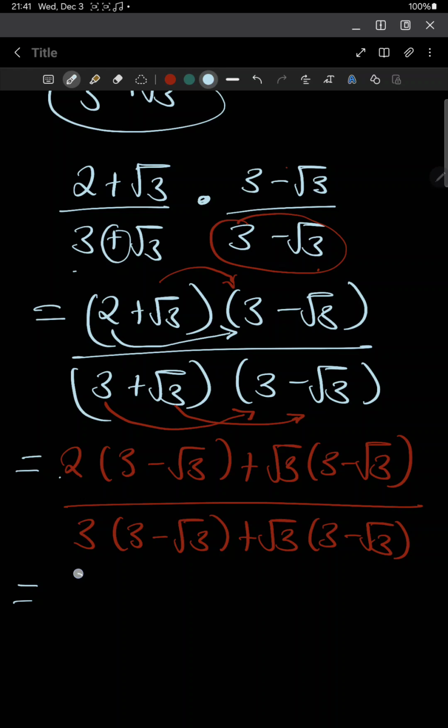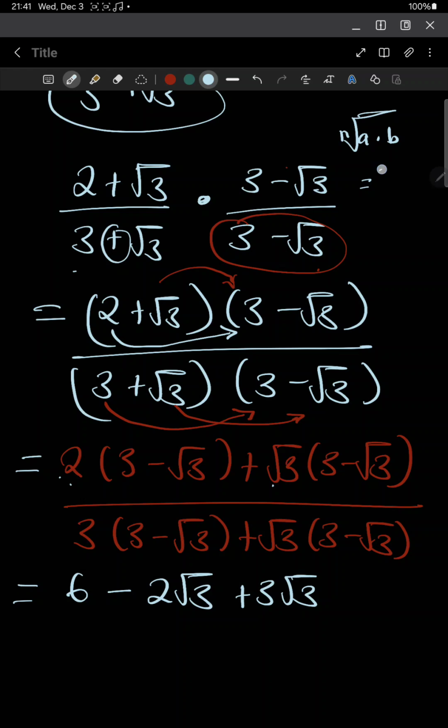So this times this, it is 6. 2 times square root of 3, it is 2 square root of 3. This times this, it is plus 3 square root of 3. Square root of 3 times square root of 3: by the properties of radicals, we say that the nth root of ab can be written as the nth root of a times the nth root of b. So apply that property. Don't forget positive times negative is negative. So square root of 3 times square root of 3 is 3.